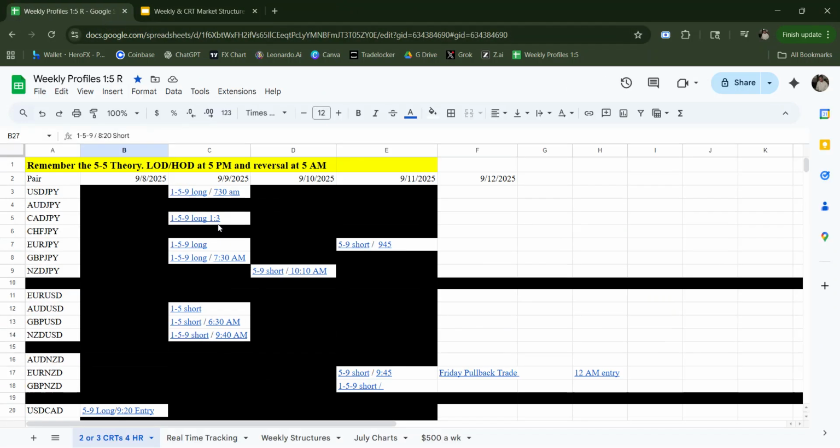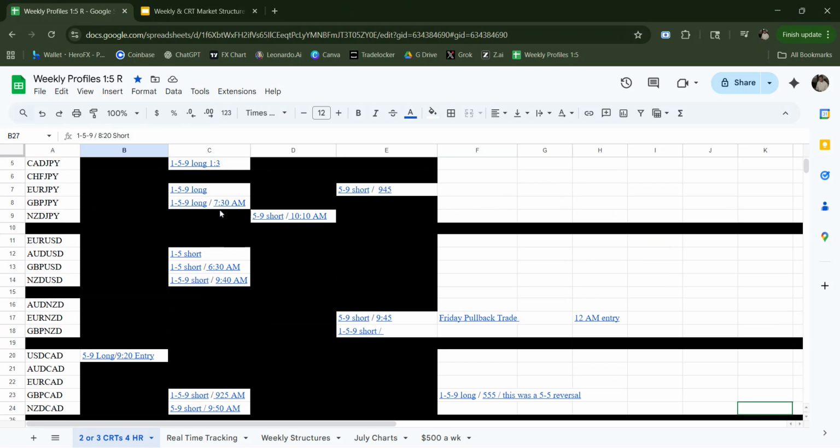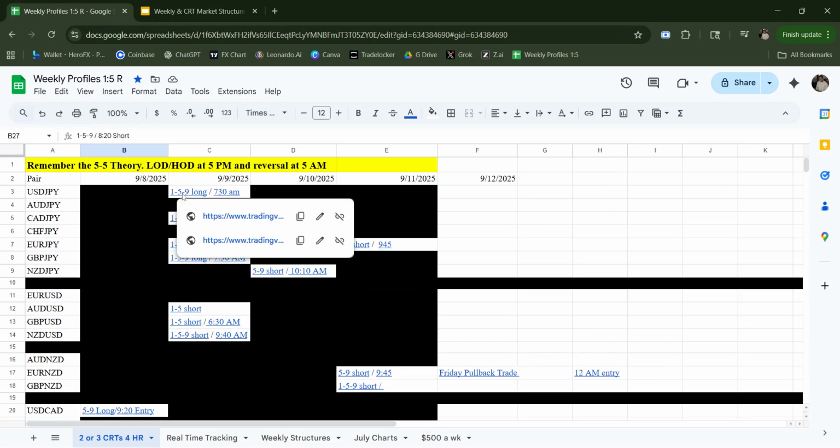Let's see, for Tuesday, let's try to do one long and one short. So we'll do a 159 long here on dollar yen.